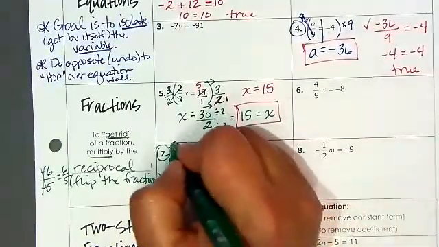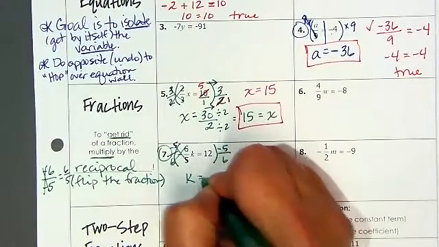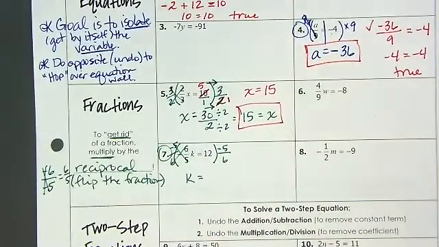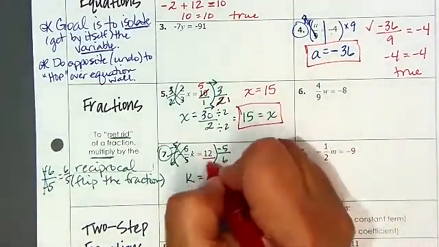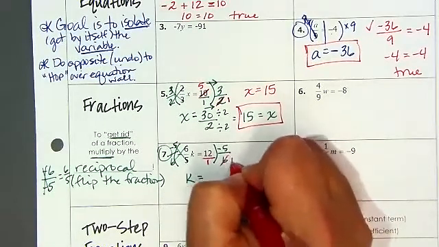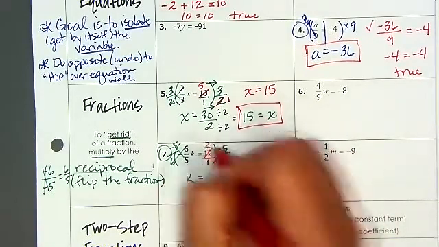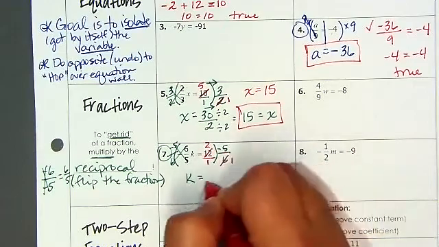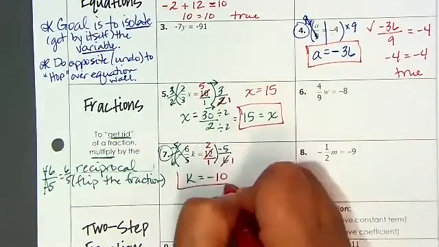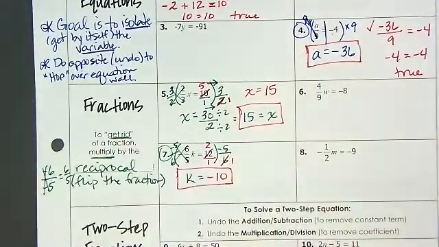When I do this side, this cancels, and I'm left with k equals. Now here, I'm going to see if I can simplify this. 12 over 1. 6 goes into 6 one time. 6 goes into 12 two times. So I end up with 2 times -5, which gives me -10. I should have left that as the green.